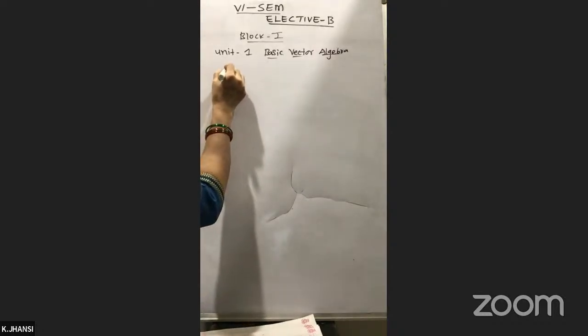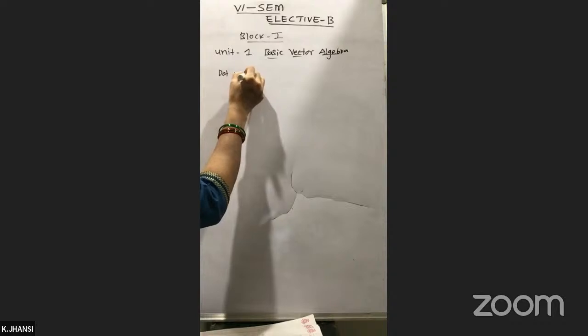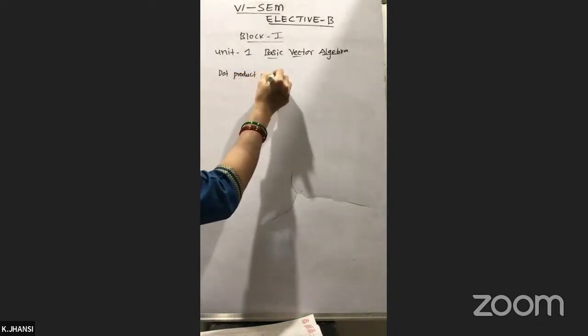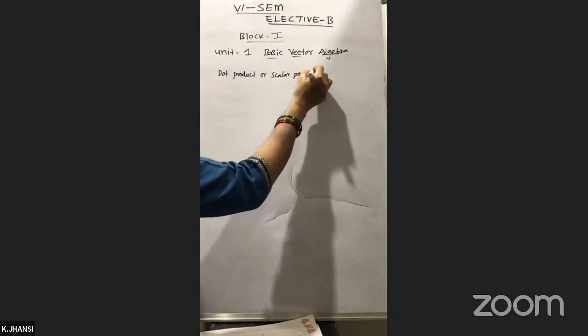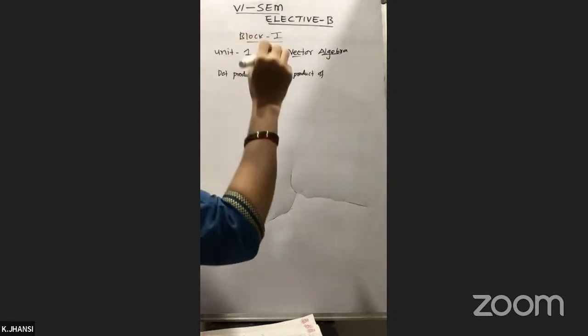So next we have the concept of dot product. Dot product, or we call it the scalar product of two vectors. Okay. So if you know these definitions in block 2, block 3, block 4, whatever the topics are, easily you can solve them. Okay. Dot product or scalar product of vectors.